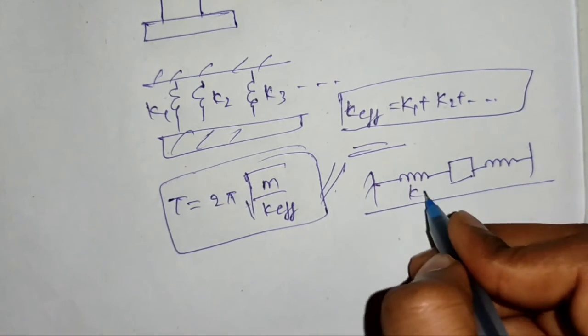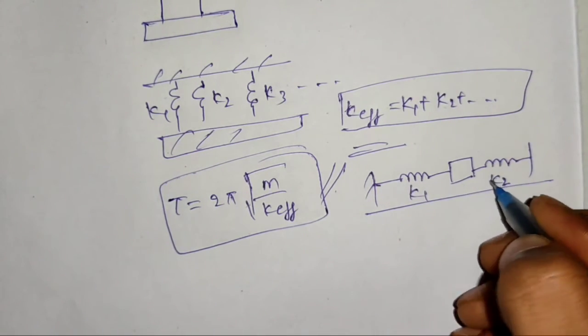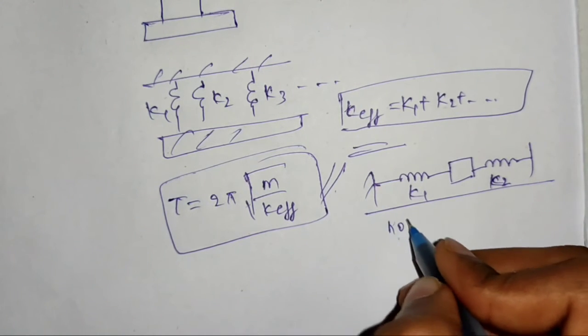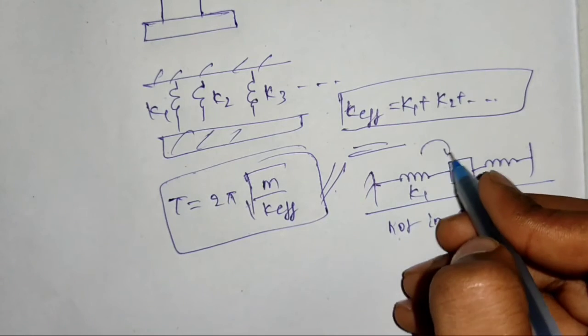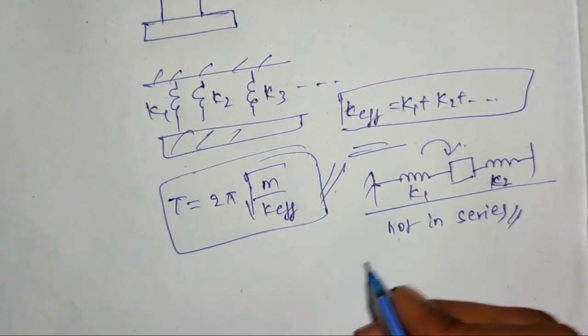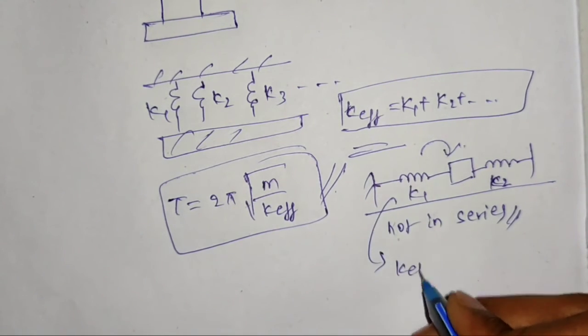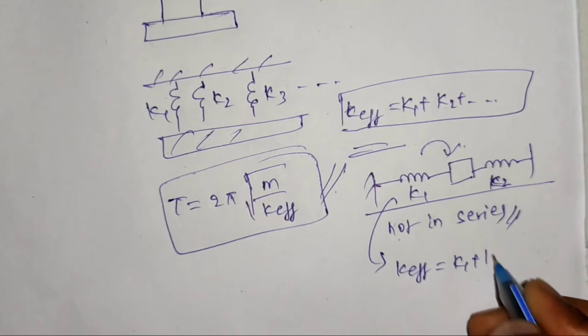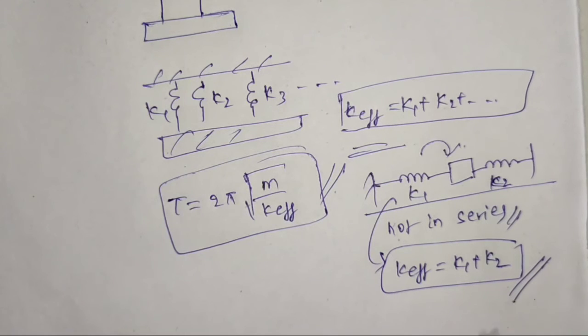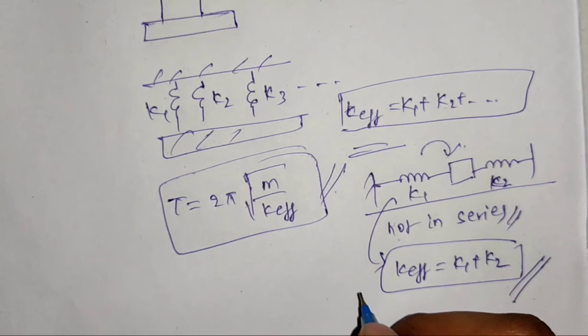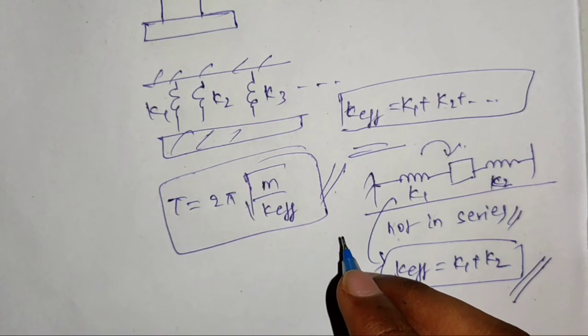Also you have to keep in mind that this type of combination is not in series, sorry, this type of combination is in parallel. That is, here we get k effective is equal to k1 plus k2. Okay, I think I covered all the important concepts and important formulas of SHM.